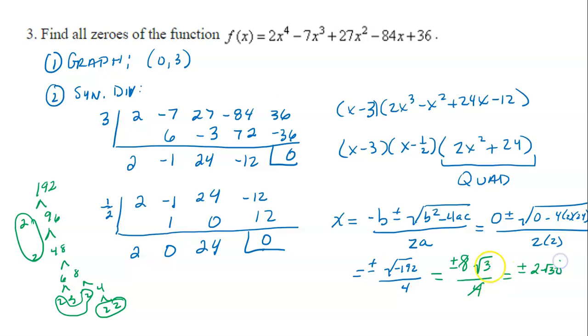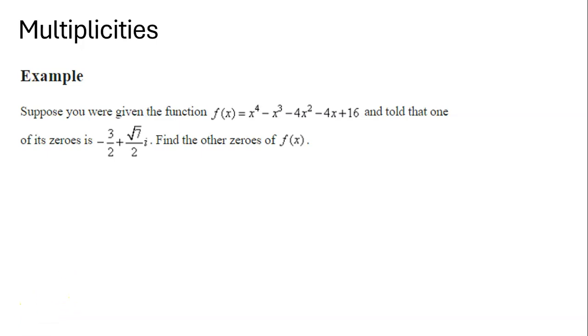So our zeros are 3, 1/2, 2 square root of 3i, negative 2 square root of 3i. Yay, we did it. Okay, let's see. I'm going to stop the video here and make a part 2 because there's more.